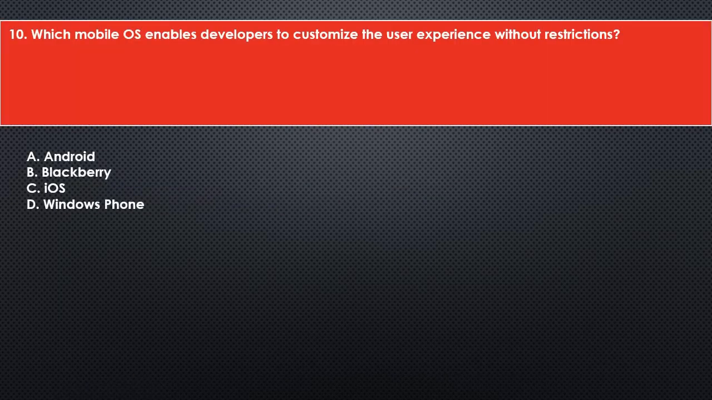10. Which mobile OS enables developers to customize the user experience without restrictions? A. Android. B. BlackBerry. C. iOS. D. Windows Phone. Answers: A. Google Android is open source, enabling developers to create custom versions for their devices.